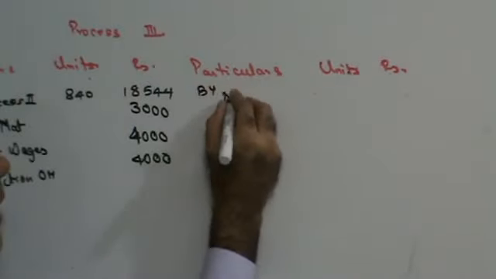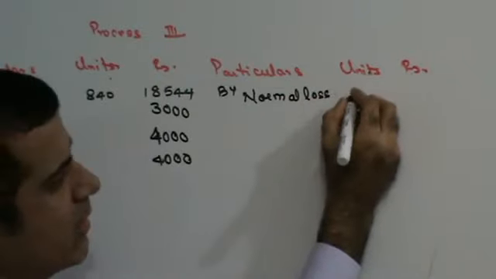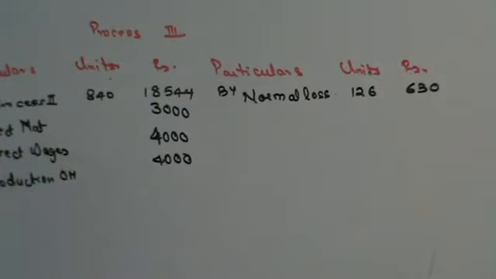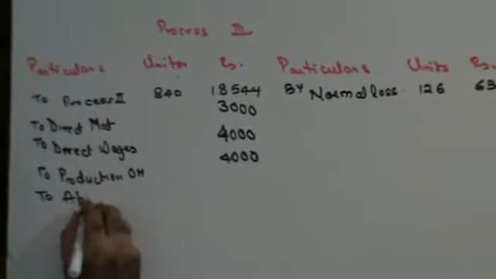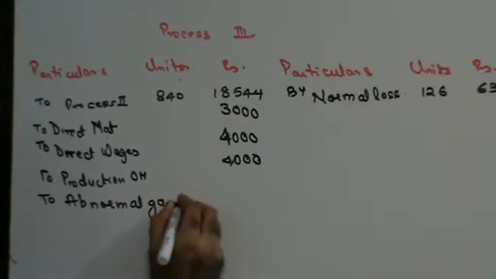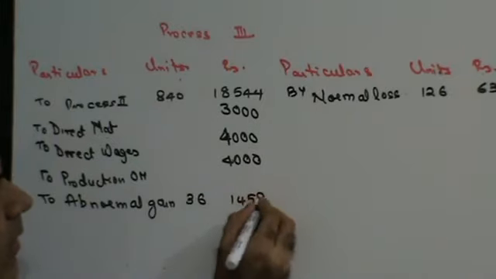This is going to be by normal loss. Normal loss is 126 units, 630. Abnormal gain is to be written on the debit side. So, to abnormal gain. Abnormal gain is given to you as 36 units, 1458.